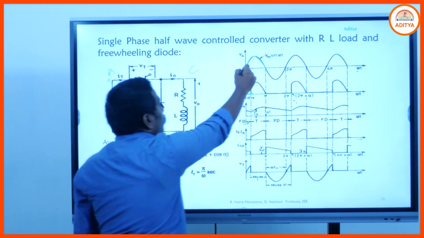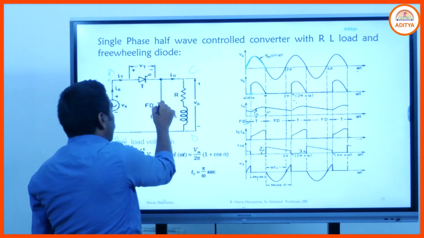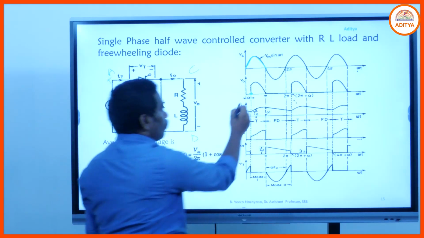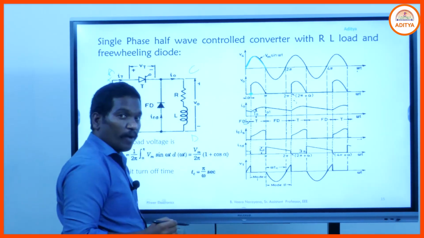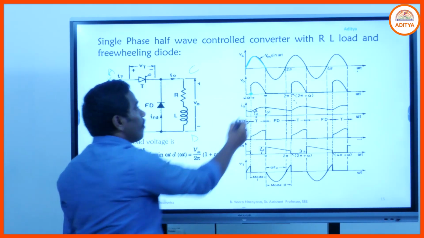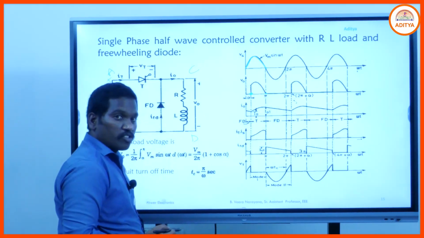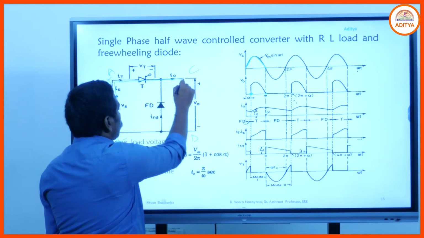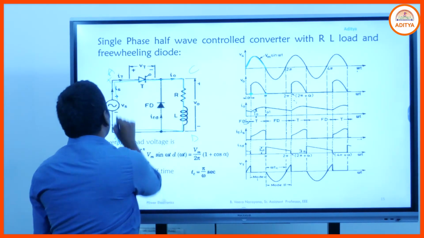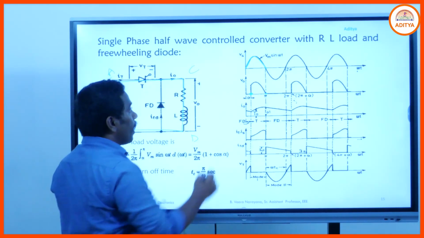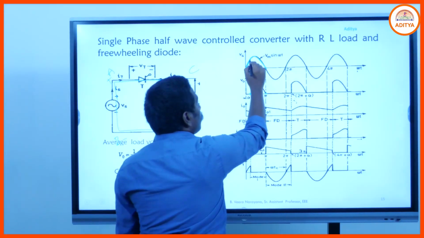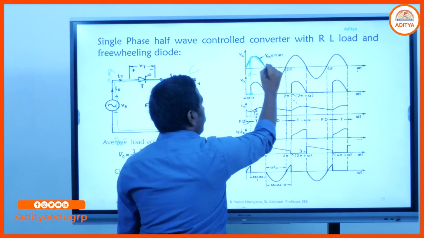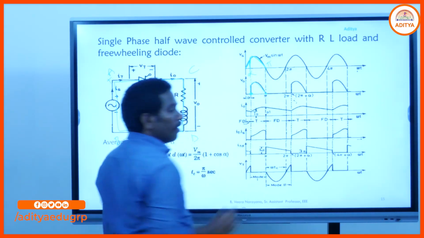As long as the positive half cycle is present, this diode will be in the reverse biasing mode. At omega t equal to alpha, we provide the gate pulse to the SCR. From alpha to pi, the SCR is in the on state. If the SCR is in the on state, then the source voltage is transmitted to the resistive inductive load through the SCR. Hence the output voltage simply follows the source voltage. So this portion of the source from alpha to pi is transmitted to the load.